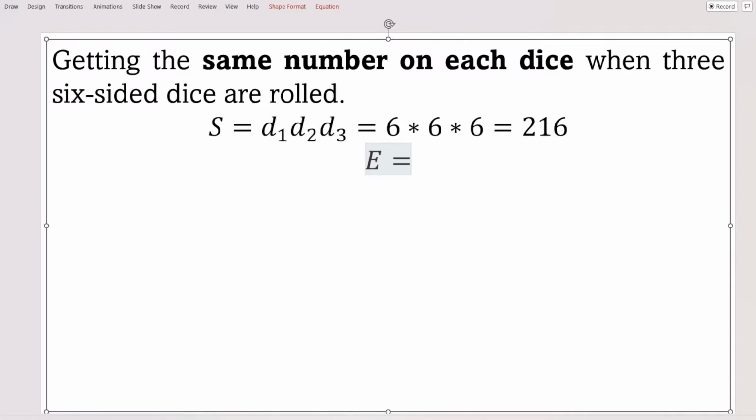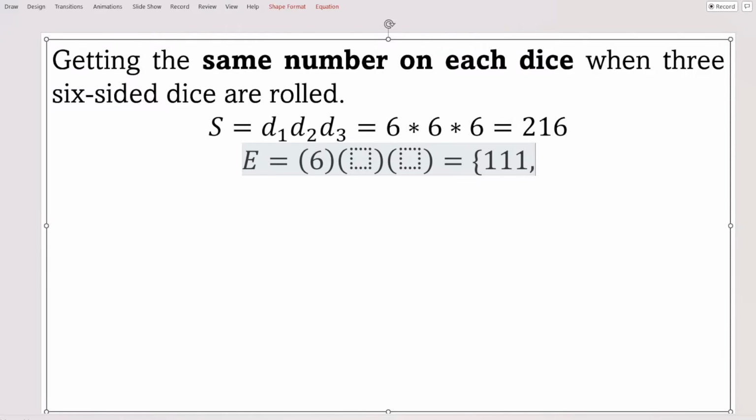Now, let's look at event E. So we have three dice here. We want them to be of the same number, okay? So how many numbers are there in dice number 1? There are 6 possible numbers there. Now, the tricky part here is this. Let's say I get a number, number 1, okay? If I get number 1 on dice number 1, the others would also have to be 1. I have no other choice there.